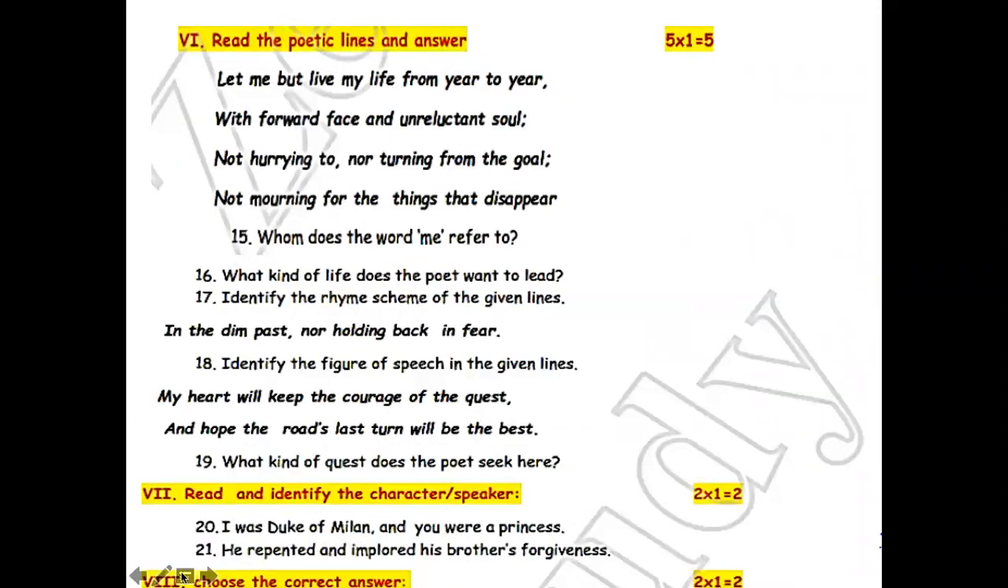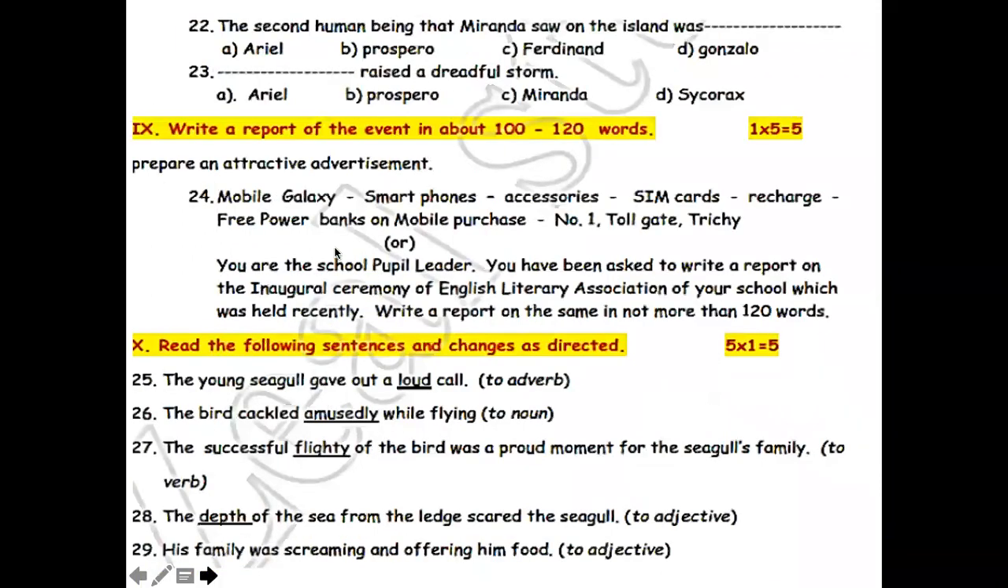Yes. Next, you have to choose the correct answer. This is also from the supplementary. The second human being that Miranda saw on the island was. You have to choose from this option and write the correct answer. Then dash raised a dreadful storm. Here you have got the options. You have to choose the correct option and write in the blank.